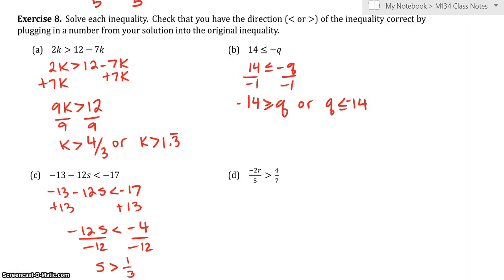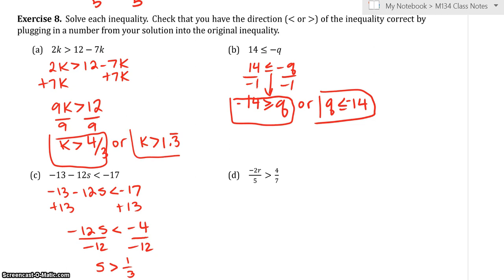When you solve for q and divide by -1, notice how that gets switched. It's not a great form. You can keep it in this answer. That would be a fine answer. Or, if -14 is bigger or equal to q, that means q is less or equal to -14. And those are those 2 answers.